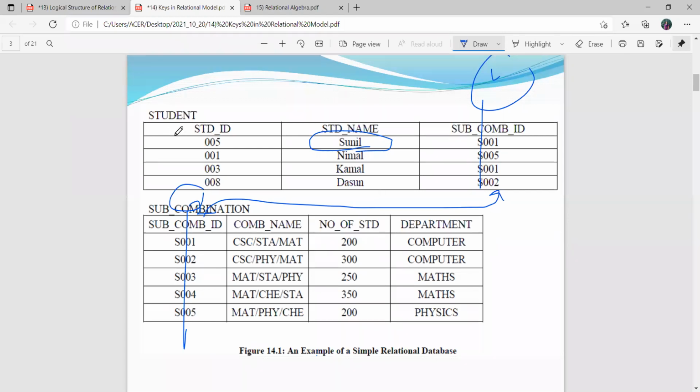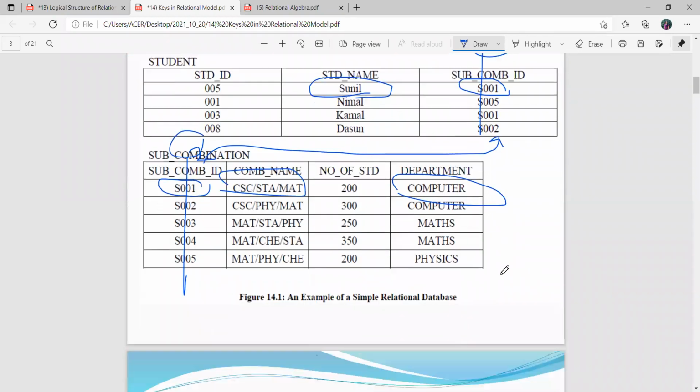So for Sunil, first you can find the subject combination is S001. Then you can move into this table, S001. This is the subject combination. So this is the department to which he belongs.